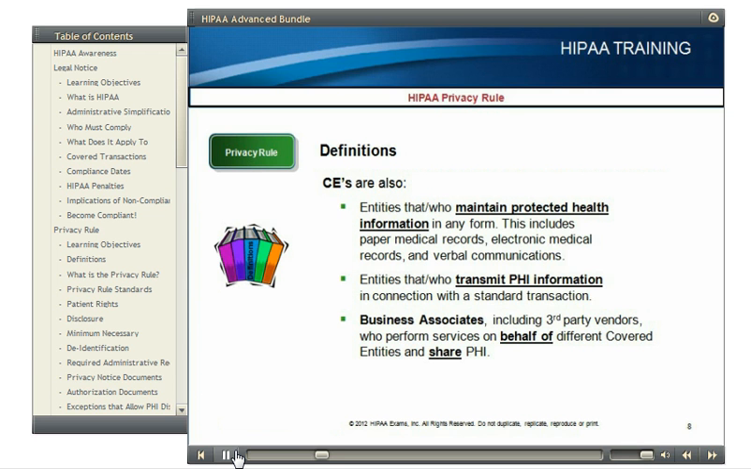CEs are also entities that maintain protected health information in any form. This includes paper medical records, electronic medical records, and verbal communications. Entities that transmit PHI in connection with a standard transaction. Business associates, including third-party vendors, who perform services on behalf of different covered entities and share PHI.